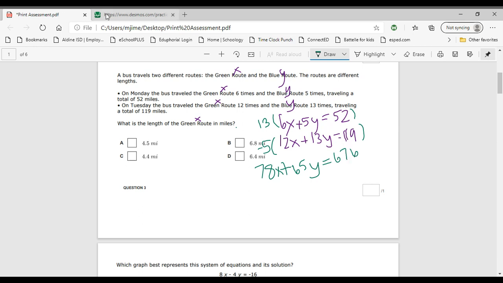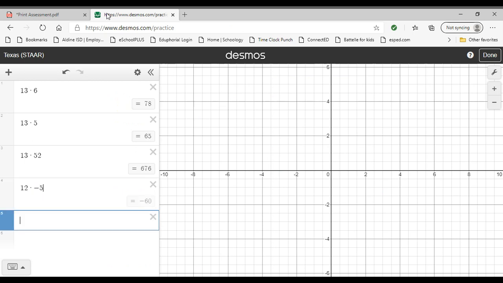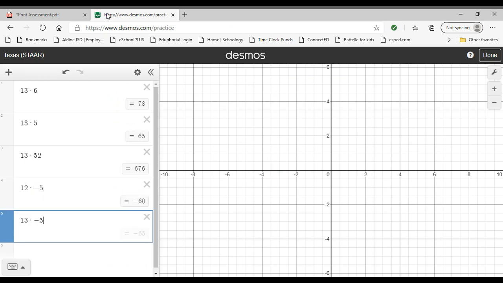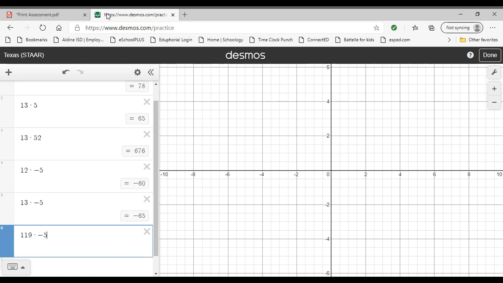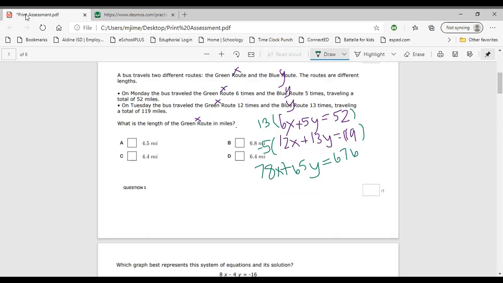The other one, 12 times -5, 13 times -5, 119 times -5. So -60x minus 65y. So notice that both of them have 65. They're opposite signs. So when you add this, you're going to be able to cross them out. And then this is -595.